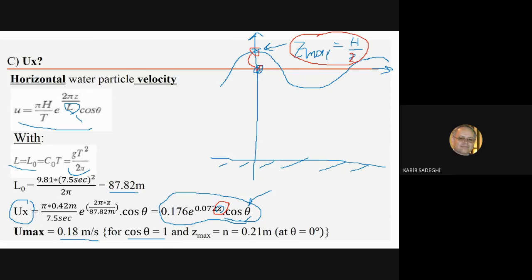Therefore, if you put cosine theta 1, you find U max. And U max is horizontal at this point. This is U max. Because Z max is eta, and eta we have calculated in the previous one, it was h over 2, cosine theta is 1, and theta equals 0.